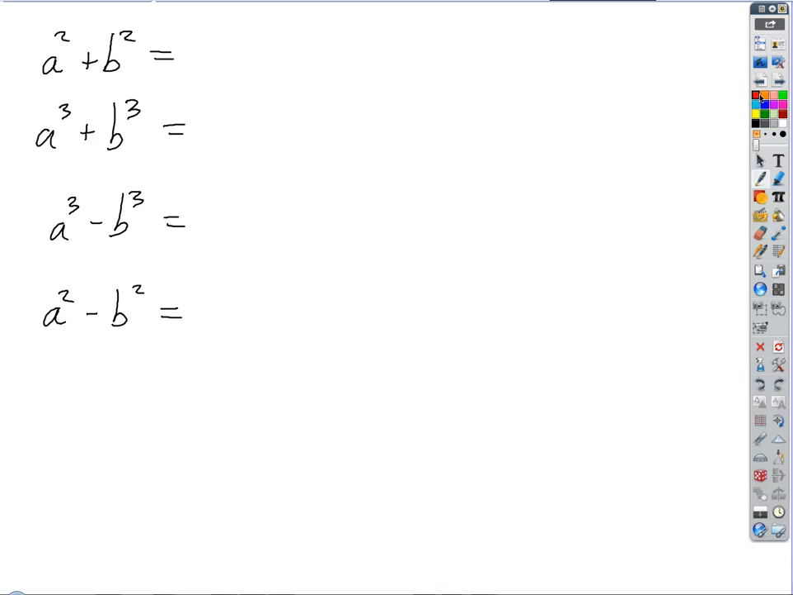Right, first one. Caitlin. Sum of squares. A squared plus b squared. That's the tricky one. I mean, it doesn't change. There you go. A squared plus b squared stays the same. Alexis, how about a sum of cubes? So a cubed plus b cubed equals a plus b. You got the plus part, right? Times a squared. Good. Very good.